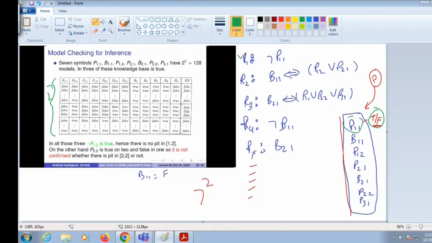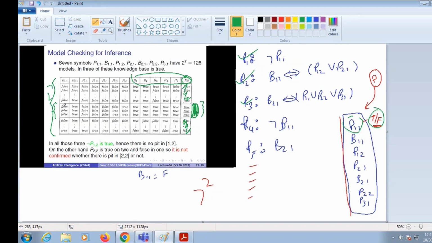I am going to evaluate the value of R1, R2, R3. If this is my knowledge base, then this value should be true, because this is my knowledge base. So I collect only those places where my knowledge base is actually true. The false ones are the wrong assignments. So these are the possible assignments.